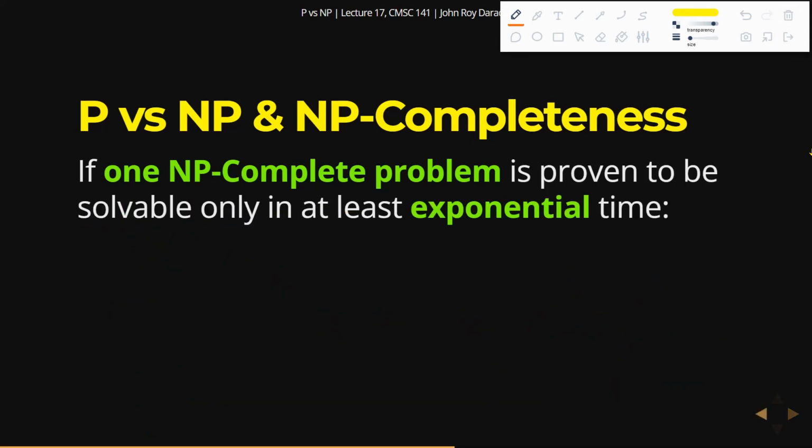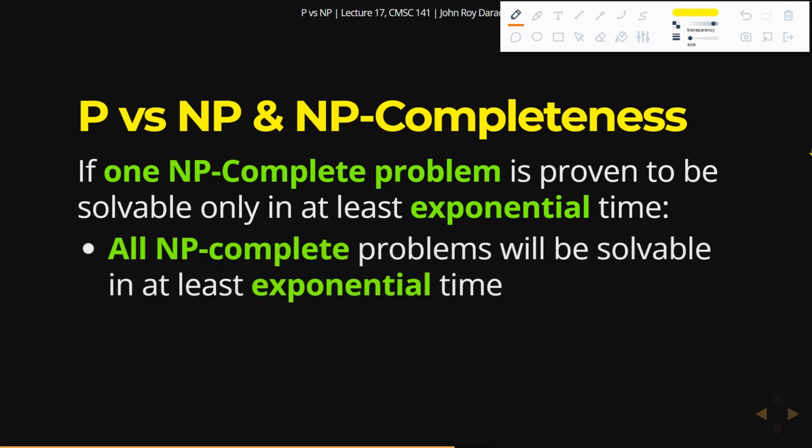Okay, but if one NP complete problem is proven to be solvable in at least exponential time, so it's the opposite. Okay, we've proven that this NP complete problem, no matter how clever the algorithm, can only run in at least exponential time, then all NP complete problems will also be solvable in at least exponential time, and this will also prove that P is not equal to NP. So it's all or nothing.